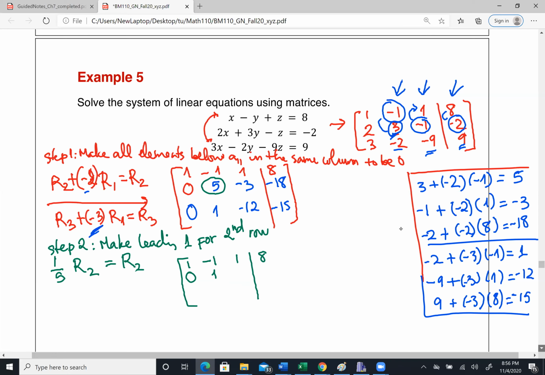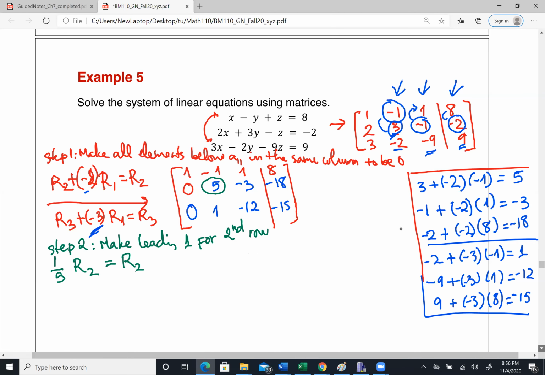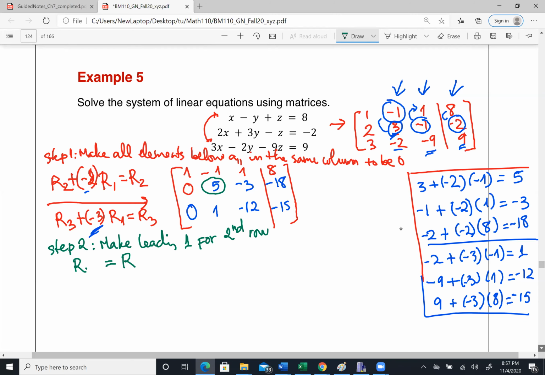Okay, what about this guy? -3. You know what? I have another idea. Why don't we just switch row 2 and row 3? That's going to be easier, and it could make our matrix better. You can use the way before, but that could make some fractions and maybe you're not happy with that. So I'm just going to interchange row 2 and row 3.